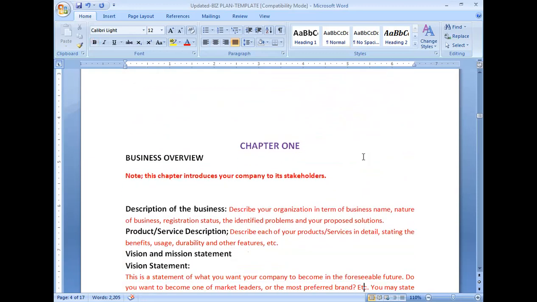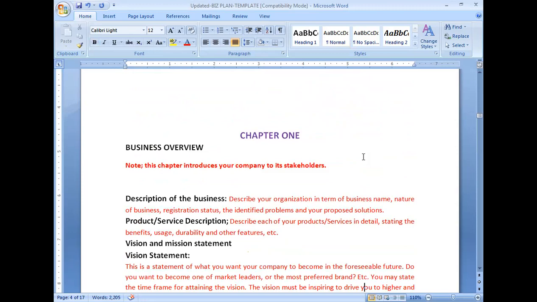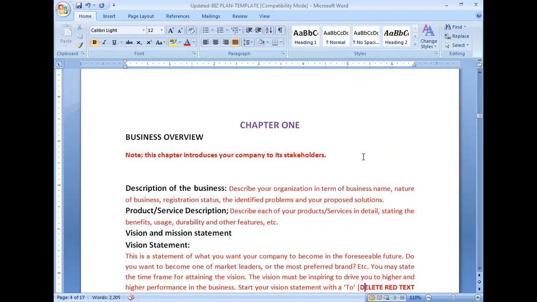Chapter 1 is the business overview. The business overview here is introducing your business to the stakeholders. It's introducing your organization to whoever you are preparing or submitting the business plan to. So we start with the business description. You have to describe your business. What are you into? What kind of services or products are you offering? Is your business registered or not?